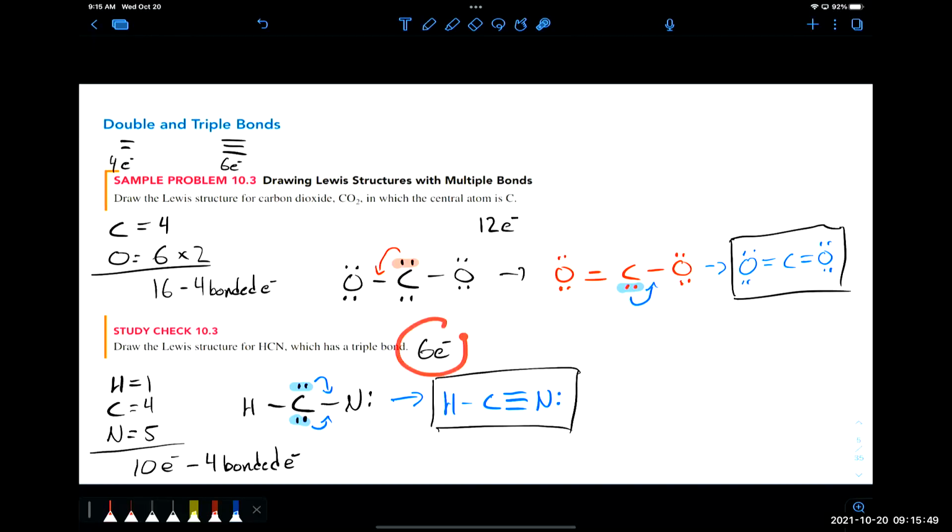Oh, you mean this 6? No, this number 6 is the number of electrons that we have to place around. So we created these 2 bonds, and then we get to place 6 more electrons from our total pool of valence electrons. Every atom, aside from hydrogen, is going to end up with 8.